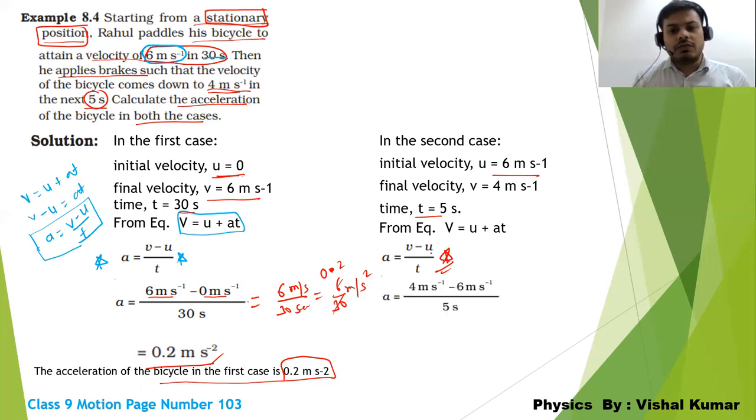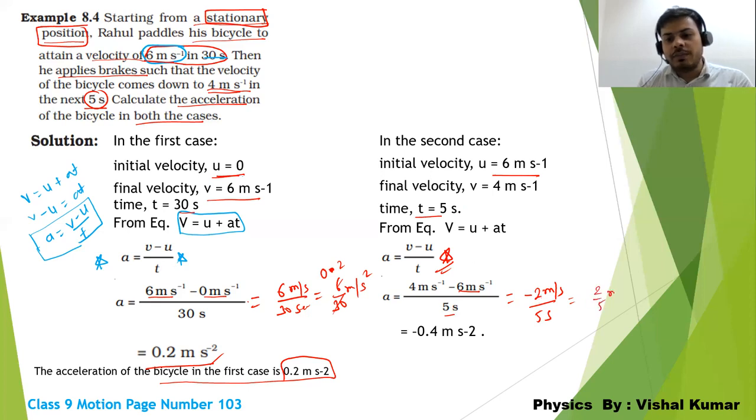Now in place of u we need to put 6, and in place of v we need to put 4 meter per second. In place of u, 6 meter per second, and the time is 5 seconds. We will get minus 2 meter per second by 5 seconds. If we go with the cancellation part, we get minus 0.4 meter per second square.